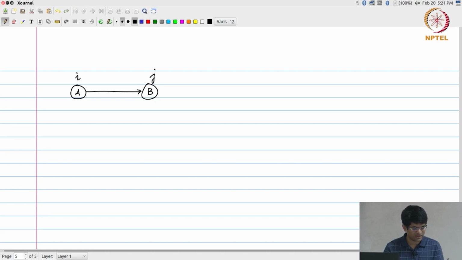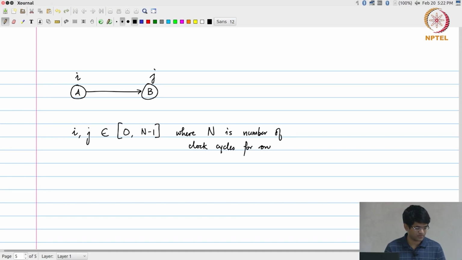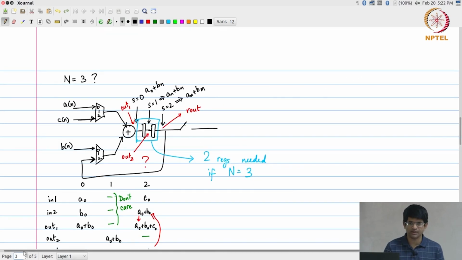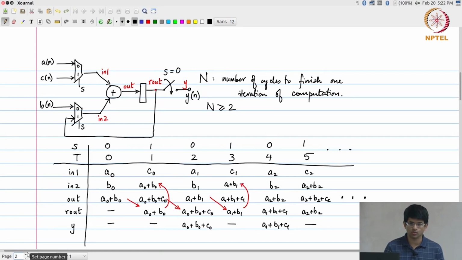Let me call this i and this one j. i and j must be in the range 0 to n minus 1, where n is the number of clock cycles for one full iteration. So, in the previous examples over here n is equal to 3, in the original one n is equal to 2, the number of cycles that I take to finish one iteration.